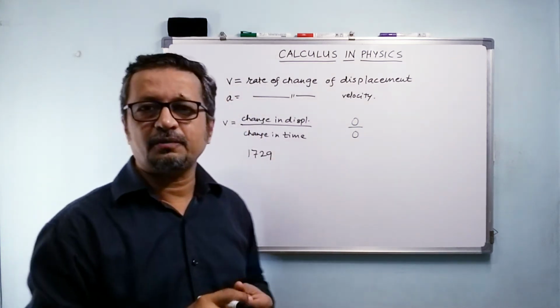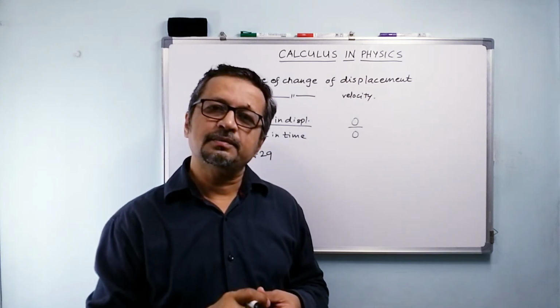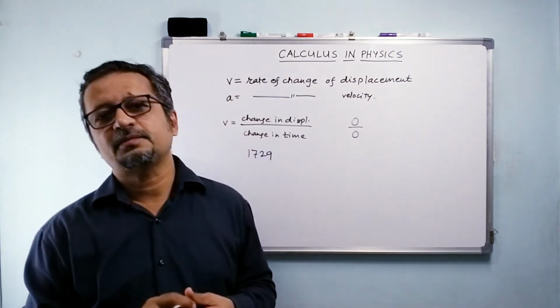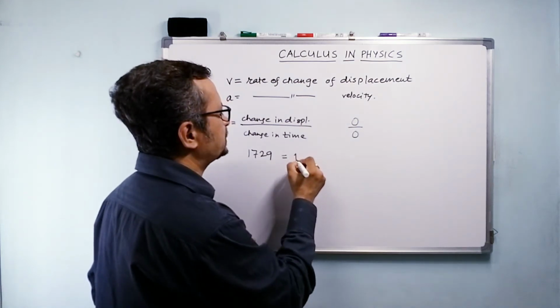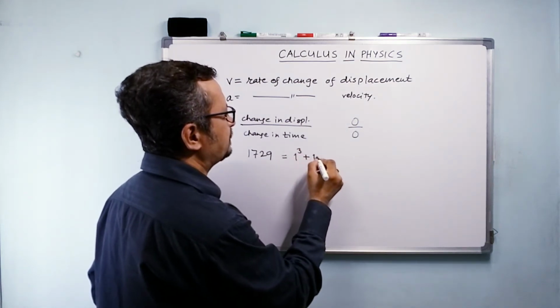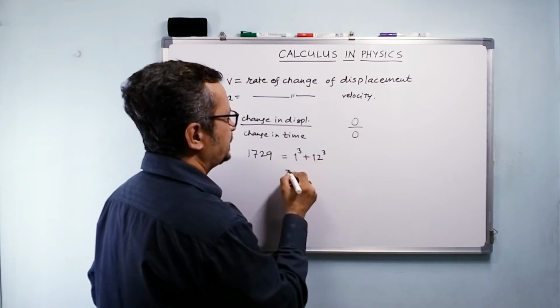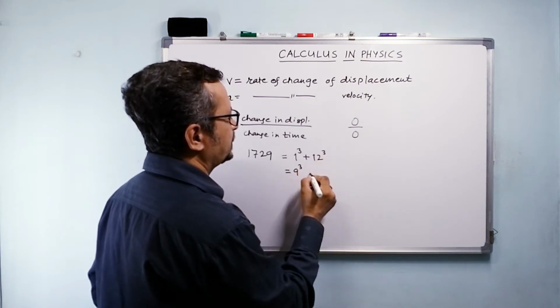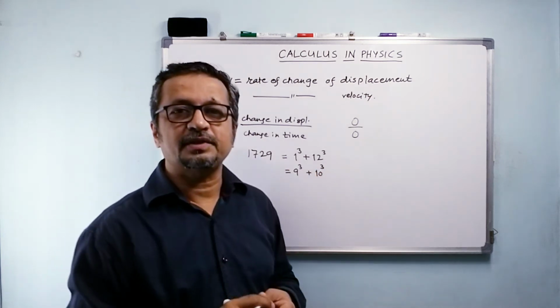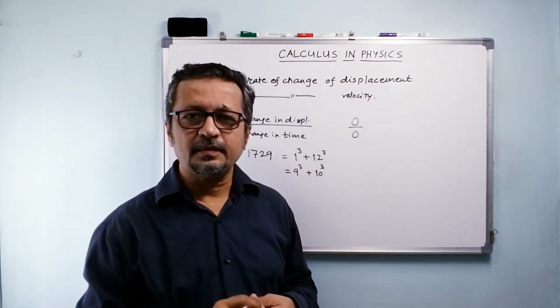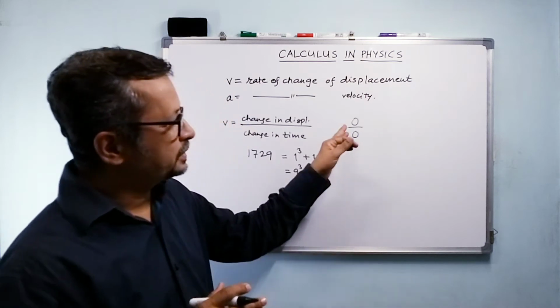And what is so special about this number? It is the smallest number which can be expressed as the sum of cubes of two different pairs of numbers. So this is equal to 1 cube plus 12 cube, and 9 cube plus 10 cube. It is the smallest number which can be expressed like this, correct? So that is where this concept of 0 upon 0 comes in.